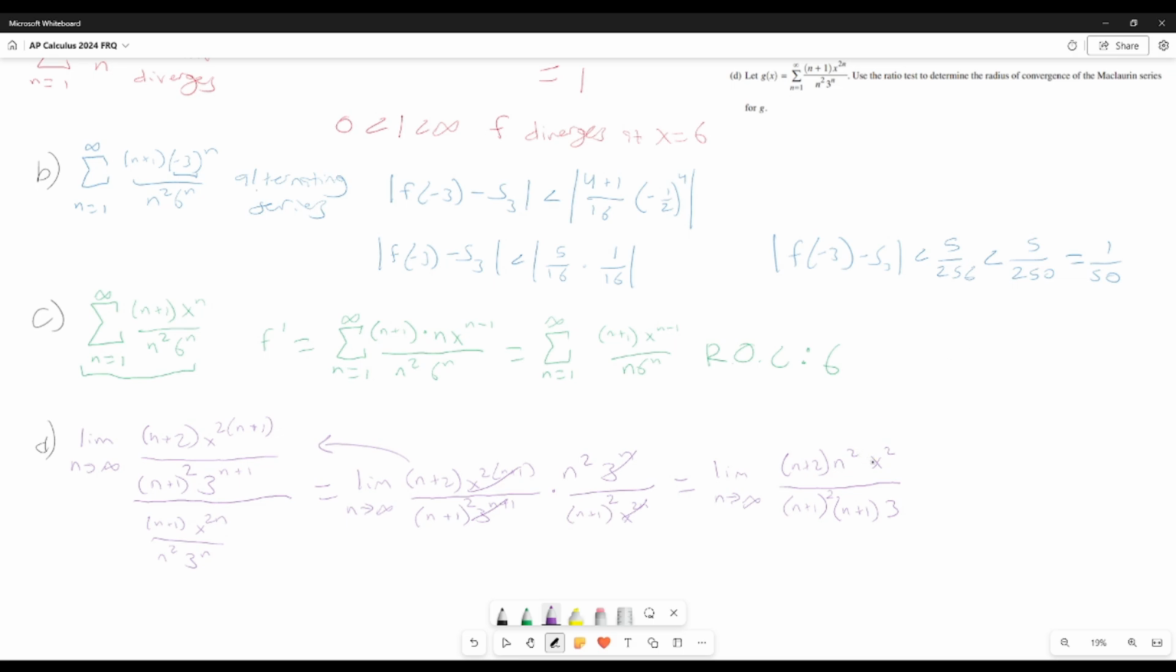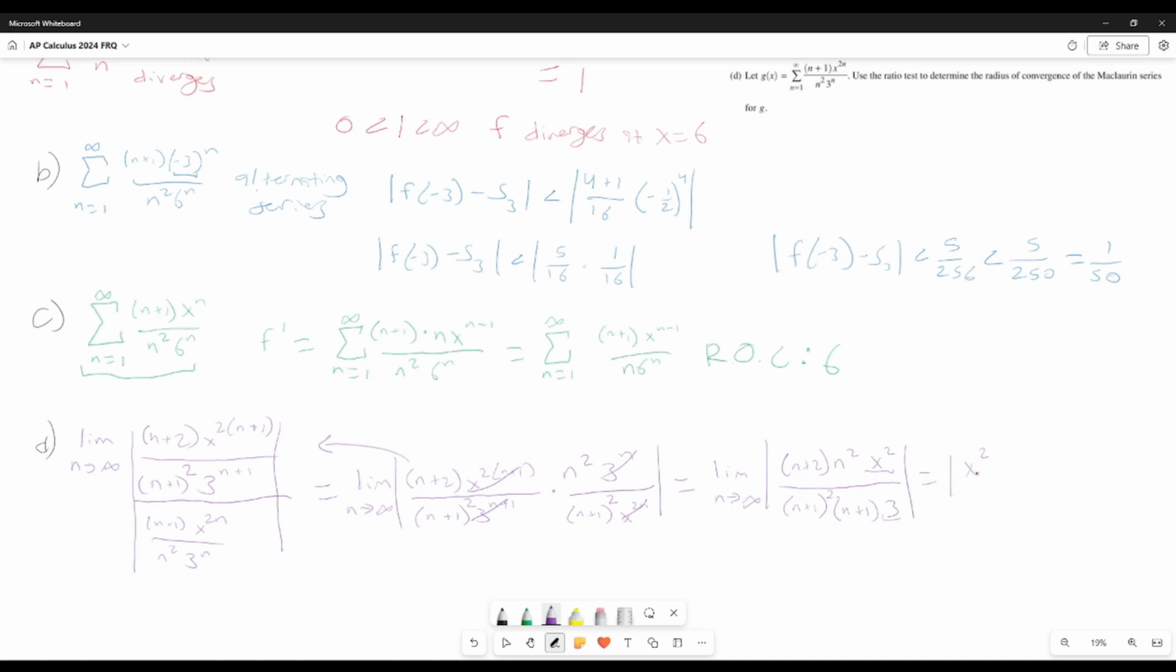Alright, and so now because we are doing the limit as n goes to infinity, we can pull out these guys, sort of treat them like constants. Oh, and that's the other thing I forgot. Make sure you've got your absolute values around this expression. That is important.